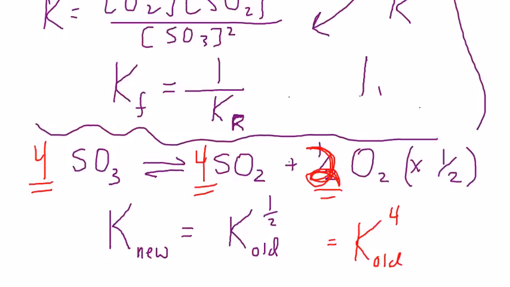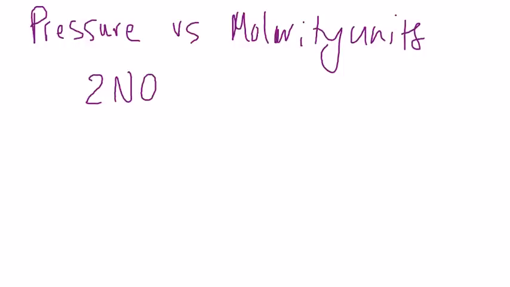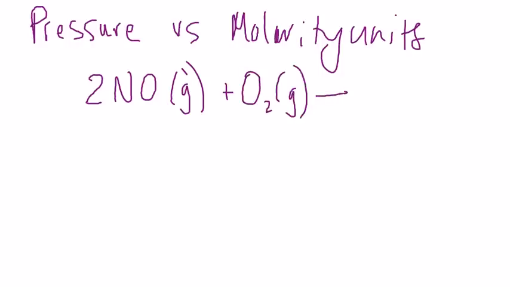One last consideration is pressure versus molarity units. Let's take this reaction. 2 moles of nitric oxide gas reacts with 1 mole of oxygen gas to produce 2 moles of nitrogen dioxide.